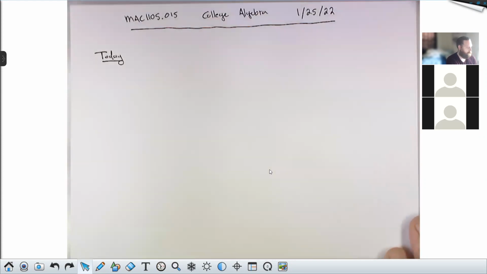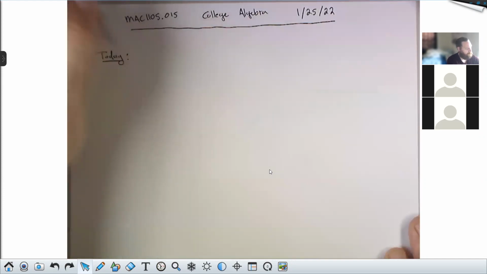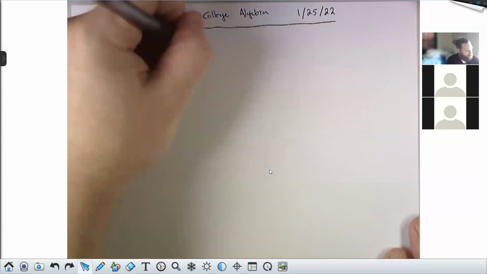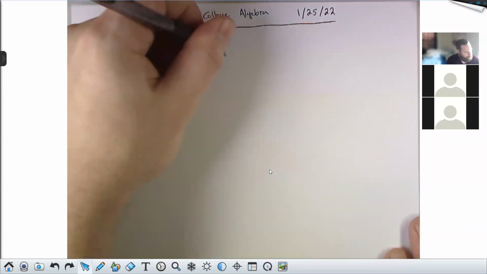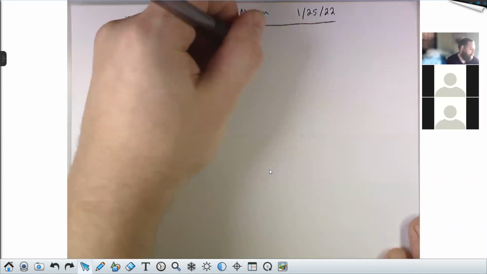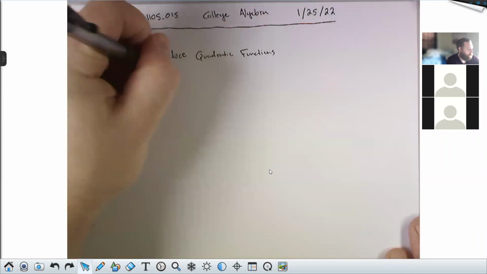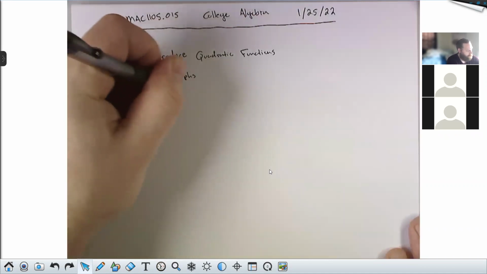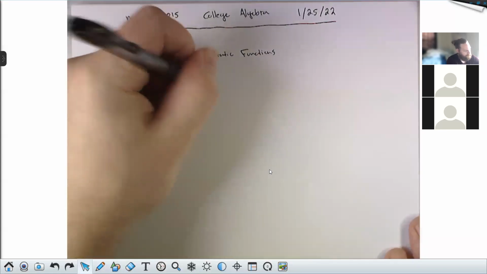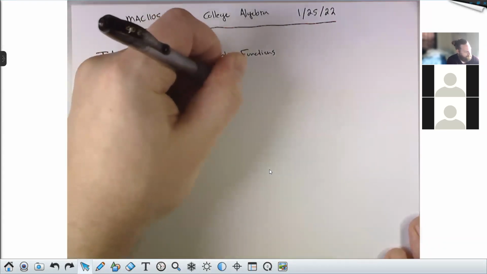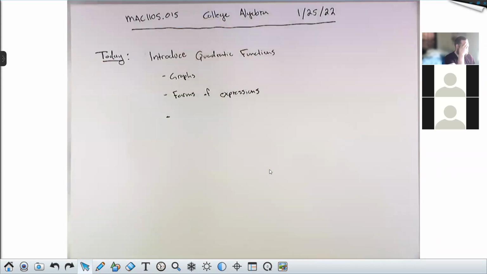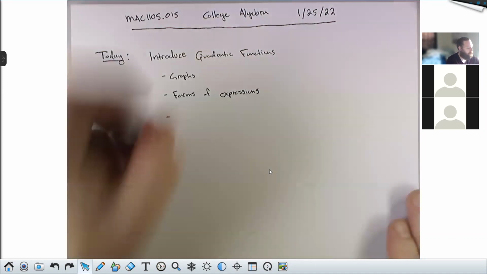Today, we are going to talk about quadratic functions. We're going to talk about quadratic functions for several days. So we're going to introduce quadratics. And we're going to look at the graphs, forms of equations, let's say forms of expressions, and we'll talk about the quadratic formula a little bit.